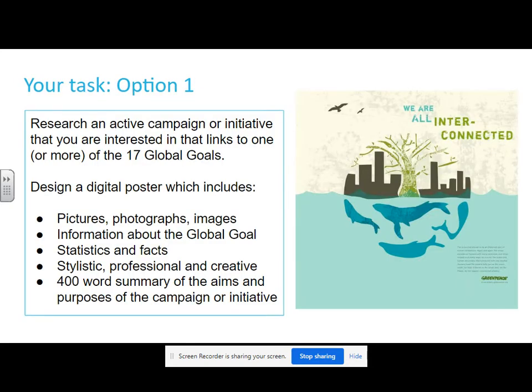So let's bring you to your tasks. There's a lot of information that I've just spoken about. Hopefully those examples give you a little bit of an idea about what's currently out there.